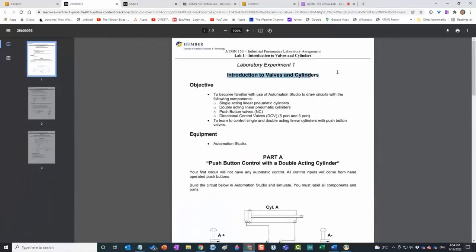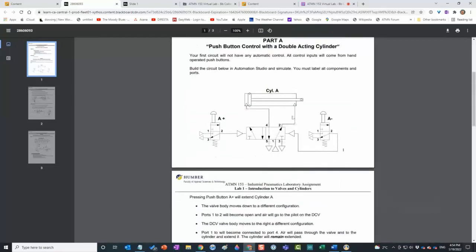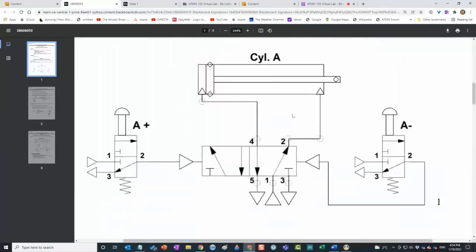It's called Introduction to Valves and Cylinders. And all you're going to do is open Automation Studio up and get these components out of the library, okay? And you're going to build this. Now, in this case, as I zoom in here, this is a basic cylinder control. We have our DCV right here, directional control valve. And then we've got a push button here, a push button here.